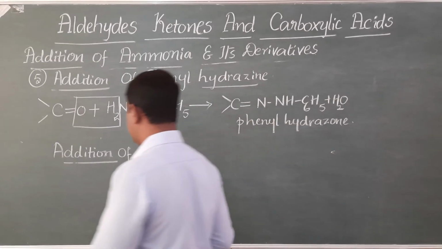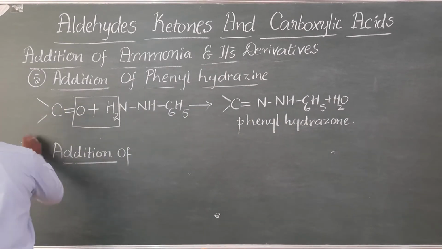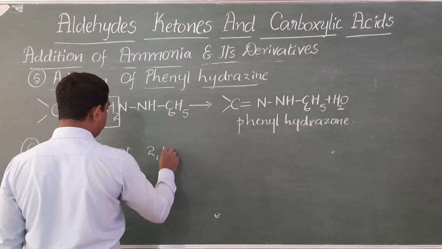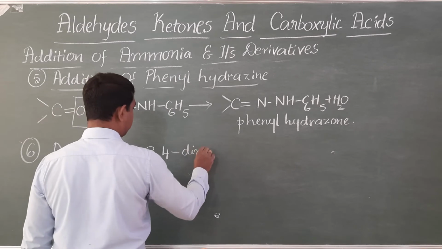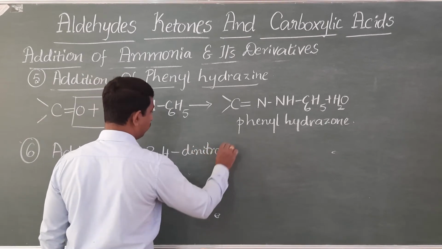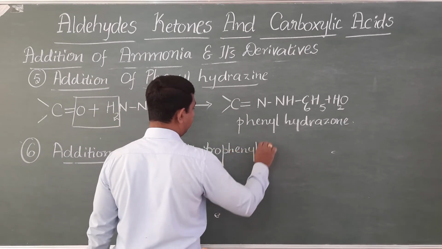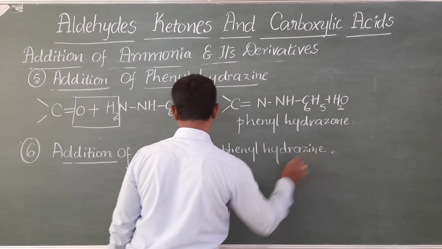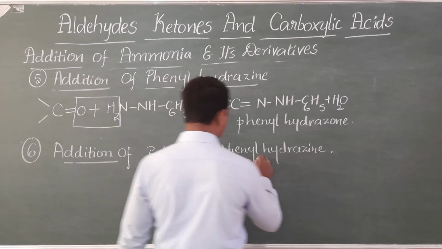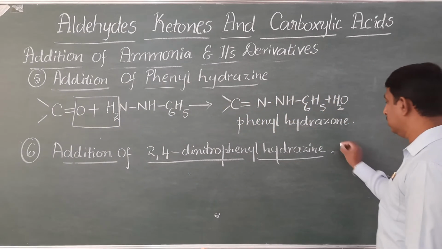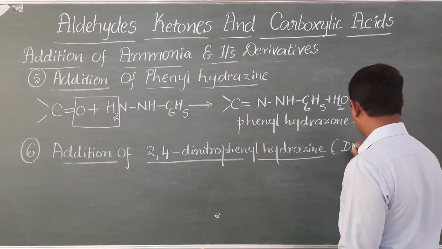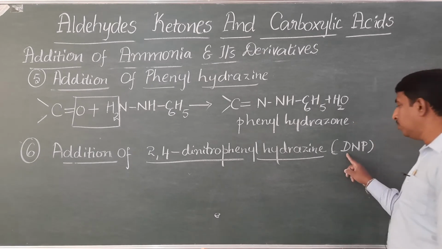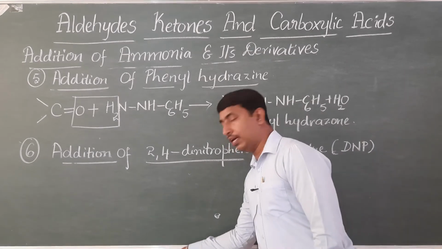Next, 6th one. Addition of 2,4 dinitrophenylhydrazine. 2,4 dinitrophenylhydrazine is also abbreviated as DNP. DNP means 2,4 dinitrophenylhydrazine.